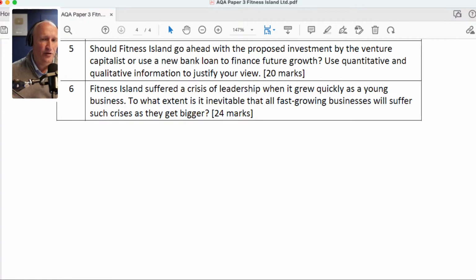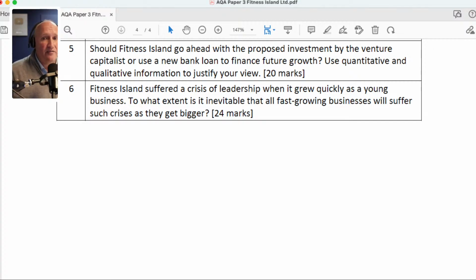And then what we do with the open question is we turn it on its head, forget all about the case study business, and think about other situations where fast-growing businesses will not suffer a crisis or crises as they get bigger. Now, you've either got real-life examples of those, which I think is quite unlikely, or what you do is you make them up. You make it up.